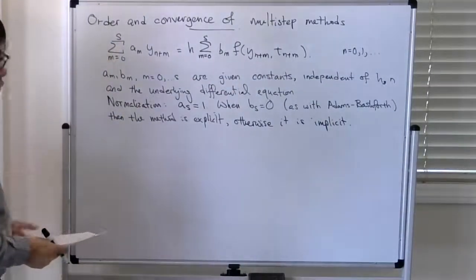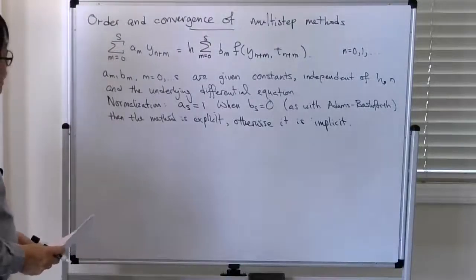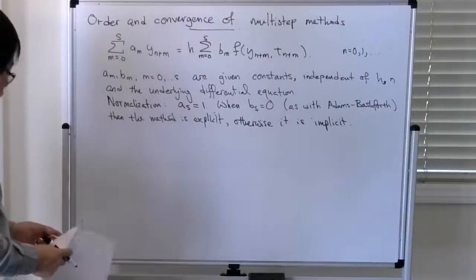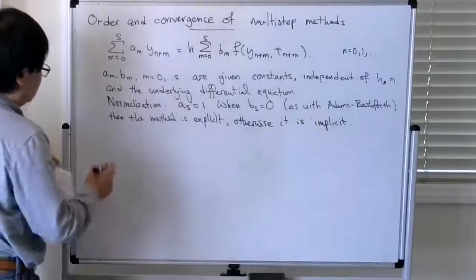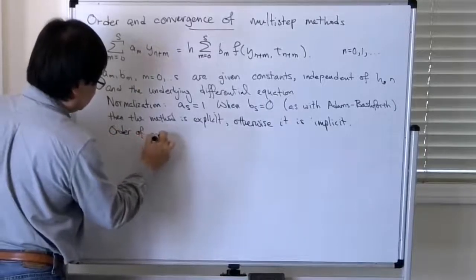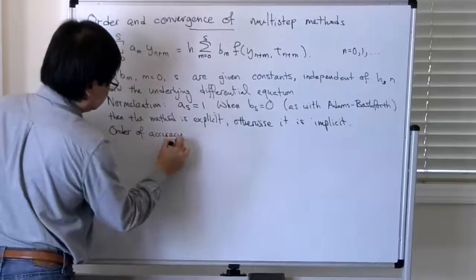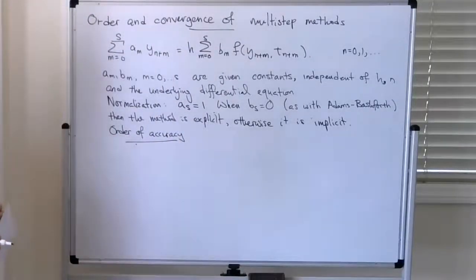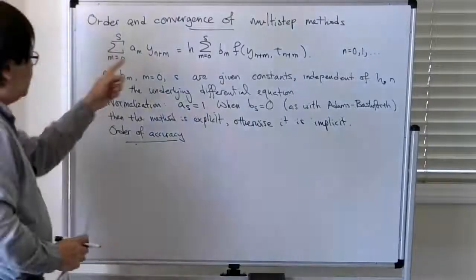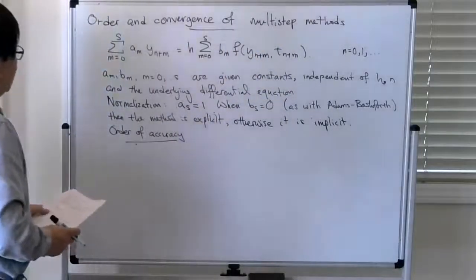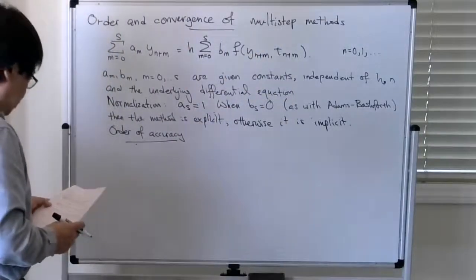Okay, so the first thing we're going to try to look at is the order of accuracy of the method. And as we've seen before, one way to determine the order of accuracy is to look at the residual you get when you substitute the exact solution into the defining equation for the numerical method. Okay, so let's go ahead and do that.